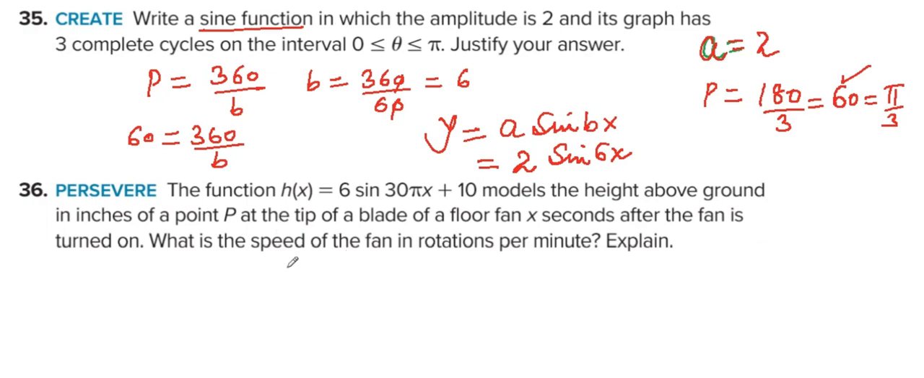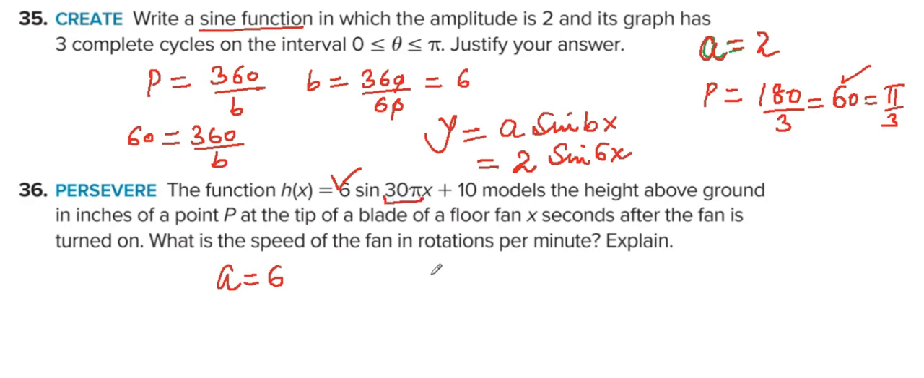Next one is easy. The function is given as 6 sine 30 pi x plus 10 above the ground, and they ask what is the speed of the fan. So how do we find the speed of the fan in rotations per minute? A is given in this question. A is 6, amplitude is 6, and b is 30 pi.